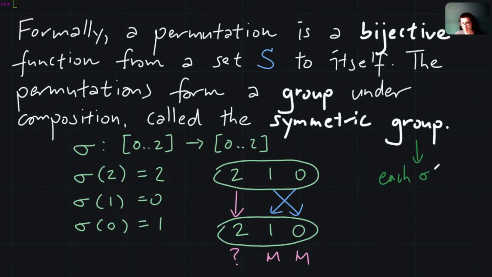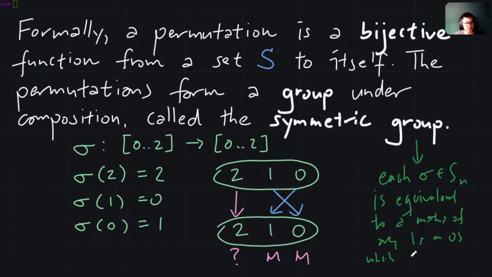And moreover, each permutation in S of n is equivalent to a matrix of only ones and zeros, where each row and column sums to 1.